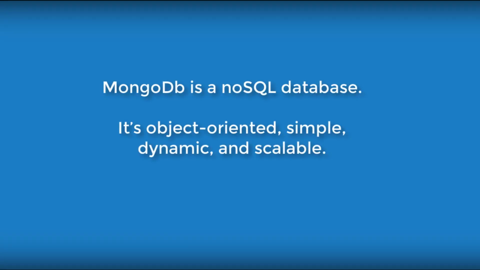MongoDB is a NoSQL database. It's object-oriented, simple, dynamic, and scalable. It's for you if you need high performance, high availability, and automatic scaling. It's for you if your data has no specific structure, if there are not many relations, and if you don't need to perform complex transactions. It's also not recommended for systems where the data model is designed upfront, and it's not suitable for tightly coupled systems.